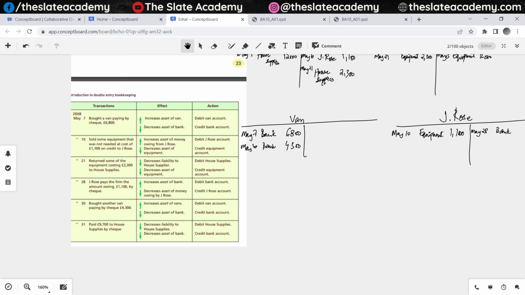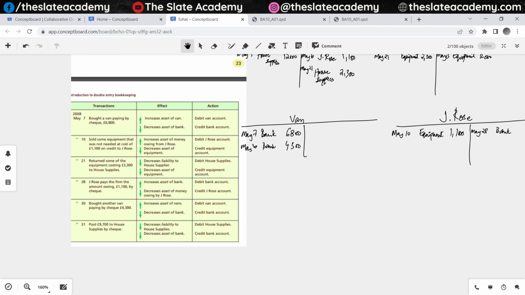All right, the last one is paid 9700 to house supplies by check. How do we do accounting for this one? So is the impact on just assets, or asset, liability or capital, which accounts would be impacted? Asset and liability. Excellent. What's happening to the asset? The asset is decreasing. So the decrease in asset is credited. Which asset? Bank. By how much? By 9700.